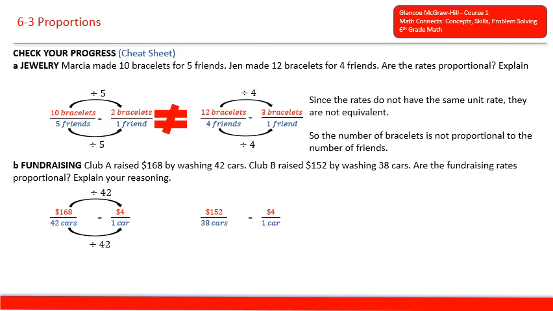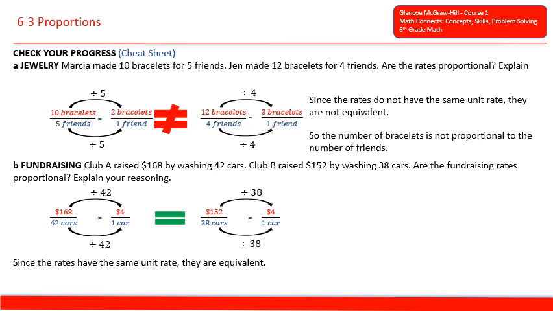$152 for 38 cars. We'll divide the 38 cars by 38 to get the 1 car unit. And then $152 by 38 cars to get the $4 per car. Since the rates have the same unit rate, they are equivalent. Both fundraising clubs raised $4 for every car they washed.